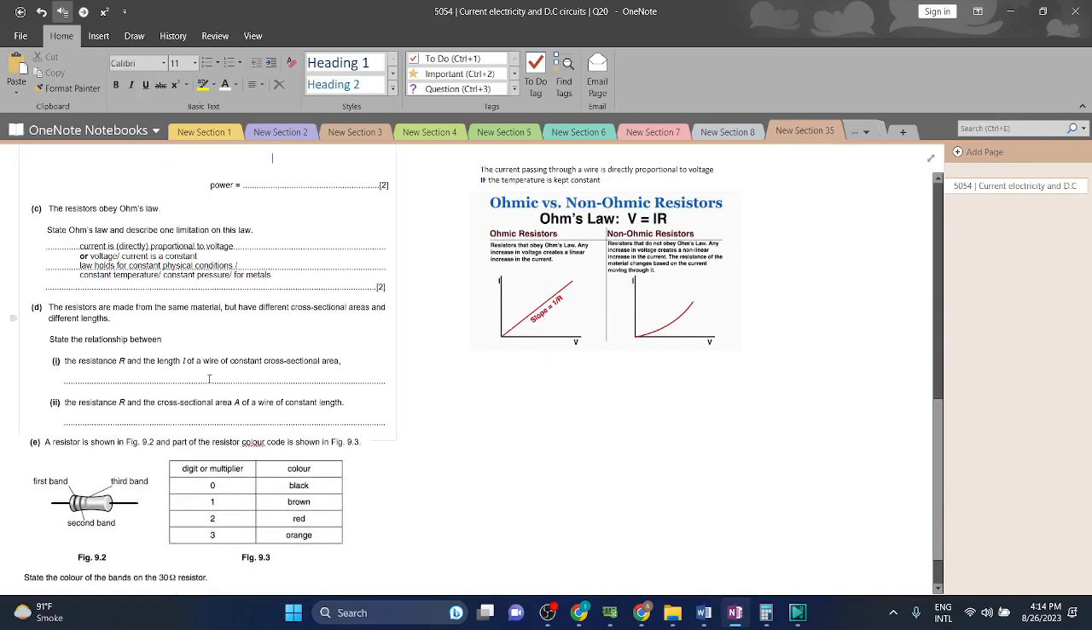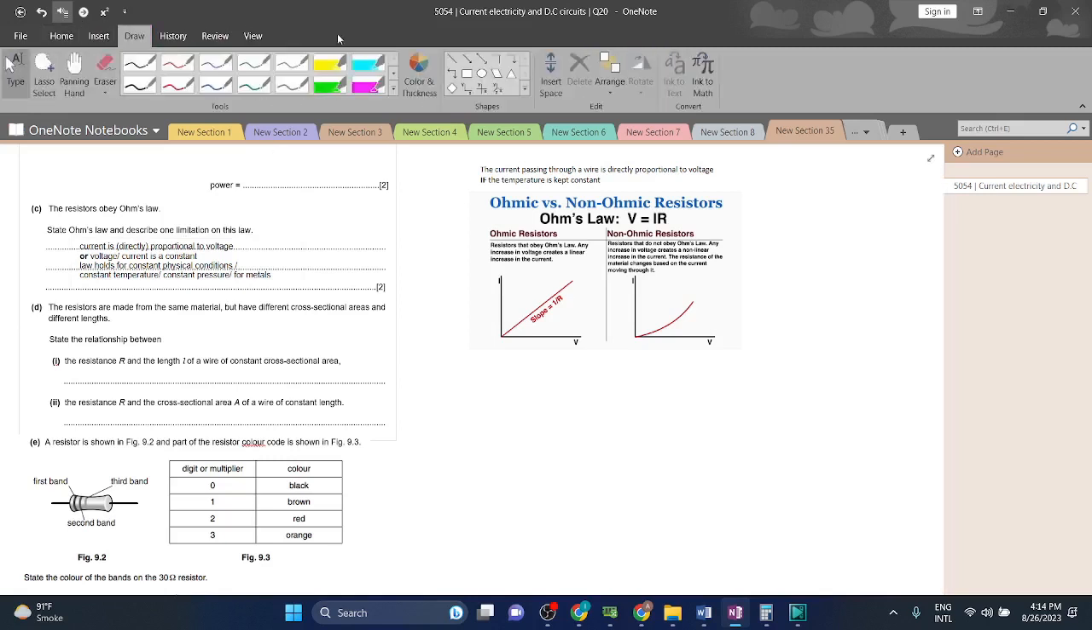The resistors are made from the same material, but you have different cross-sectional areas and different lengths. State the relationship between the resistance R and the length L of the wire of constant cross-sectional area. So in this case, the cross-sectional area is kept constant, therefore it refers to the length being changed. तो आपको मैंने क्या बताया, रेजिस्टेंस और लेंथ का क्या रिलेशनशिप है? अगर लेंथ इंक्रीज होगी तो रेजिस्टेंस को क्या चेंज आएगा? अगर लेंथ इंक्रीज होगी तो रेजिस्टेंस भी इंक्रीज होगी, देयरफॉर दे आर डायरेक्टली प्रोपोर्शनल. ठीक है ना? सो रेजिस्टेंस एंड लेंथ आर डायरेक्टली प्रोपोर्शनल.